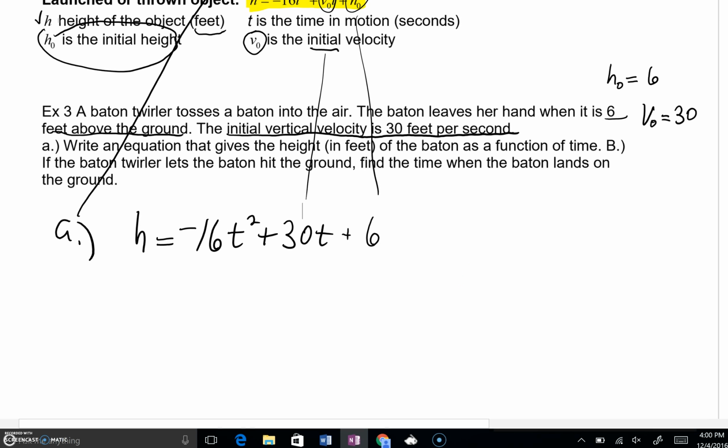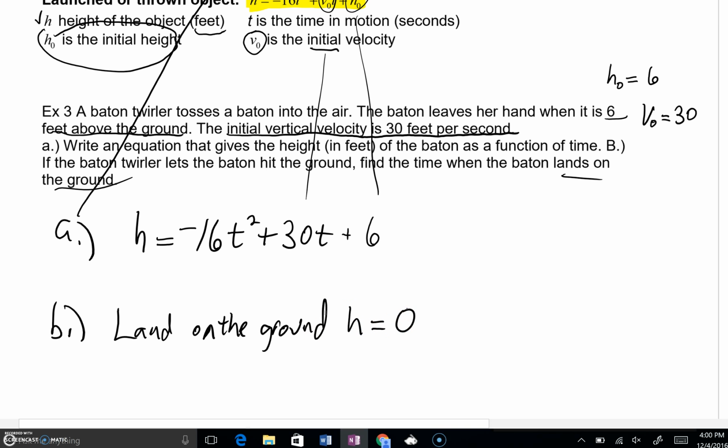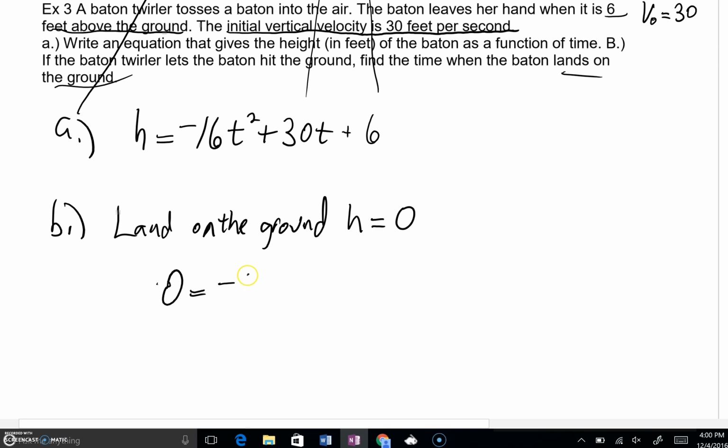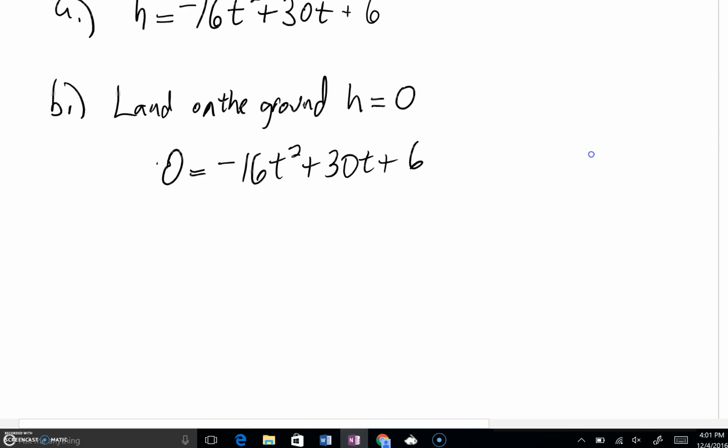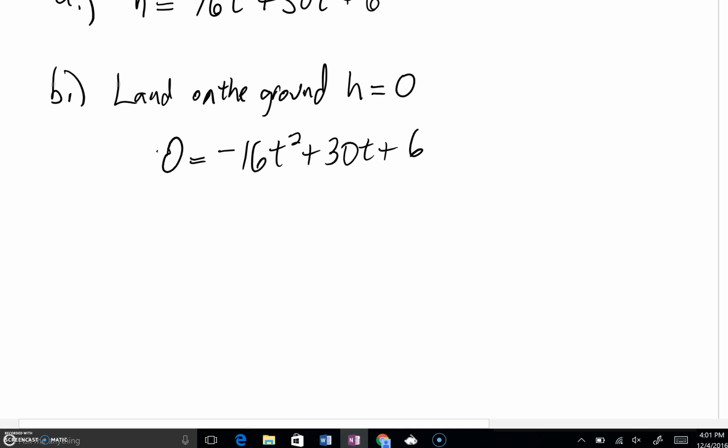Well, for part B, if the baton twirler lets the baton hit the ground, in other words, she doesn't catch it in her hand, she just lets it hit the ground, find the time when the baton lands on the ground. Well, to land on the ground means that the height, the distance that the baton is from the ground, would be 0. In other words, we have 0 is equal to negative 16t squared plus 30t plus 6. And why is that so important? This is now solving this equation. If you can find out what t is to make this true, you'll know when the baton hits the ground.